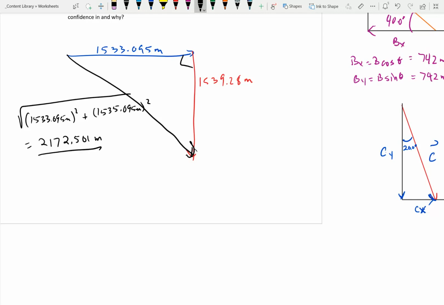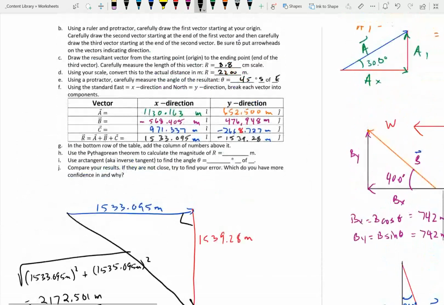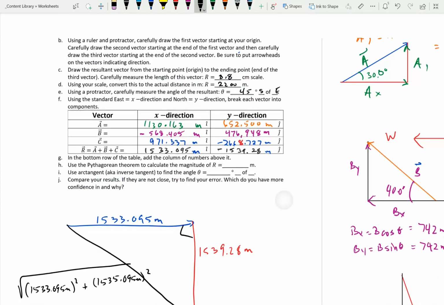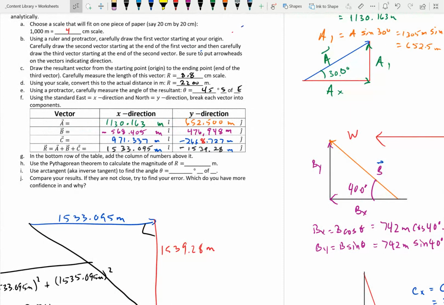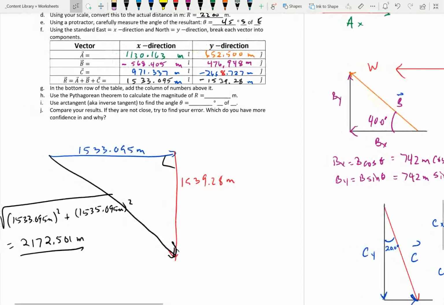How many sig figs do I have? Well, at best, I'm going to have 3. It's a little convoluted because of the way everything worked. But I had 4, 3, yeah. So I have 3. And so that's going to be rounding off to 3 significant figures, 2170 meters.